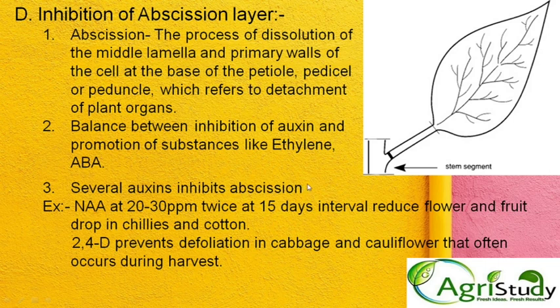Several auxins inhibit abscission. Auxins, by inducing growth activity, prevent abscission. In the economical point of view, we can use NAA at 20-30 ppm twice at a 15-day interval. This reduces flower and fruit drop in chilies and cotton. 2,4-D prevents defoliation in cabbage and cauliflower that often occurs during harvest.